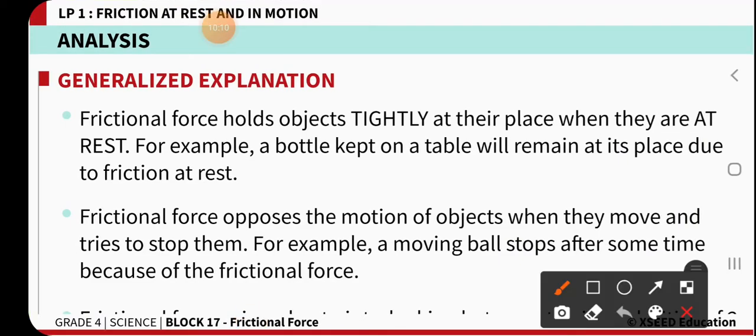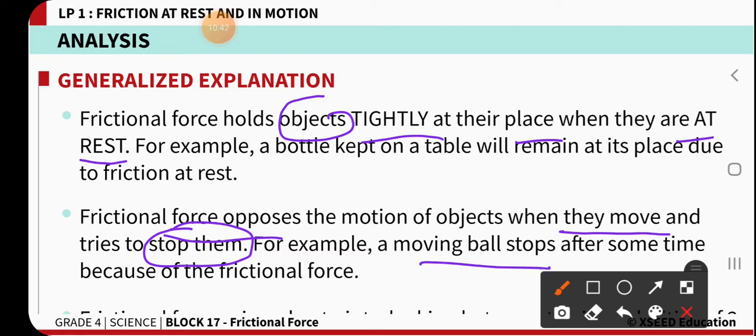Yes, a frictional force always holds objects tightly in their place when they are at rest. And when the frictional force is seen on a moving object, it acts in the opposite direction to the moving object and tries to resist, that is, stop, the motion of the object. That's what happened in our video: the ball rolling on the grass stopped at one point. That is due to frictional force.